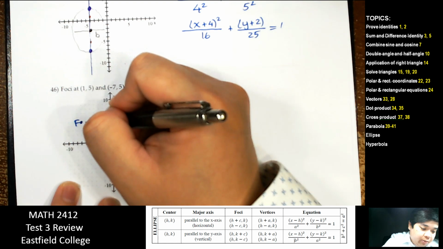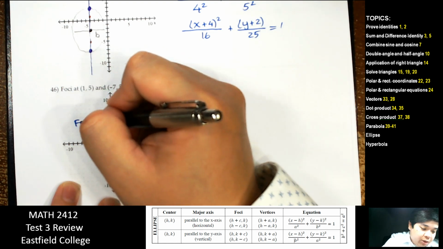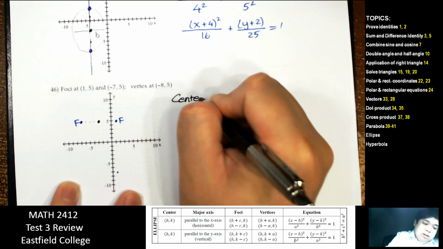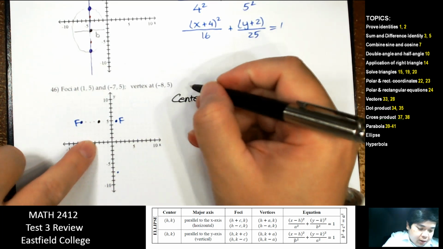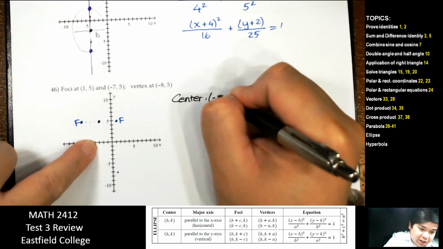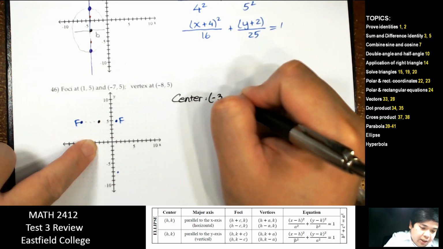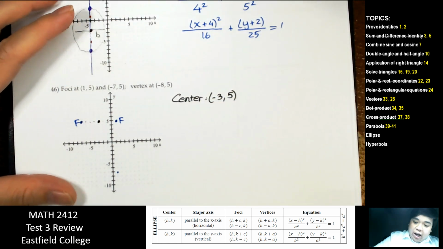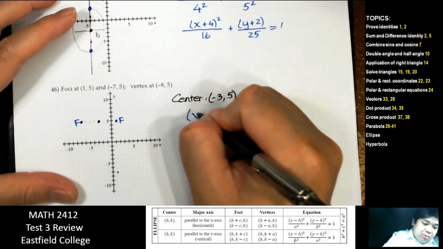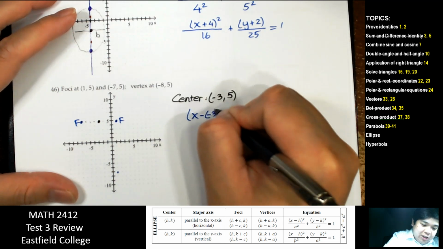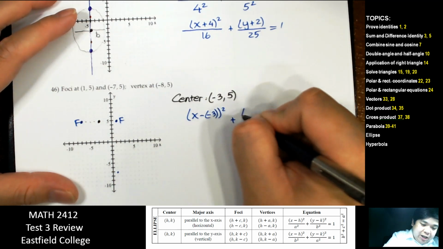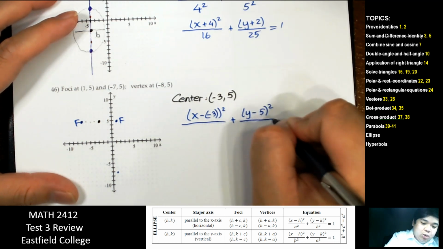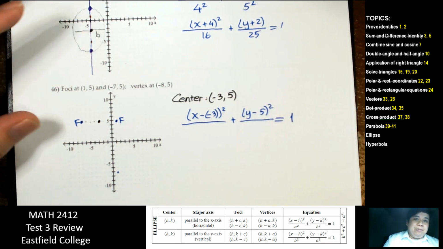So we have 1, 2, 3, 4. So it will be right here. So the center is (-3, 5). Right. So I will start with (x minus negative 3) squared and (y minus 5) squared over something squared equal to 1.